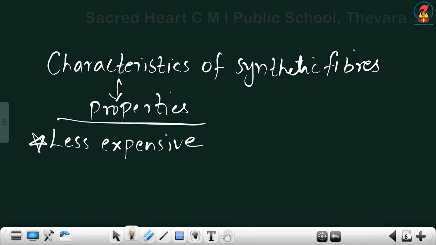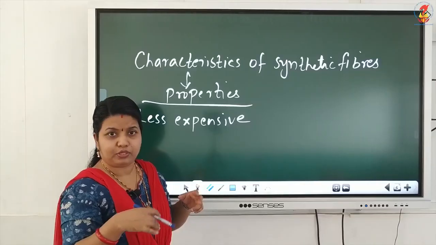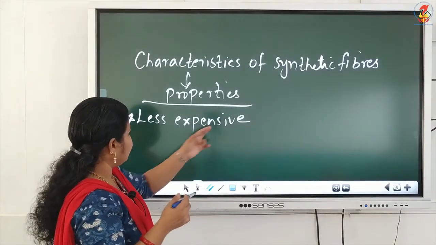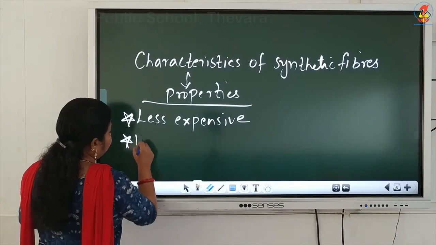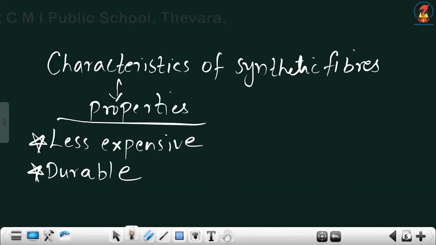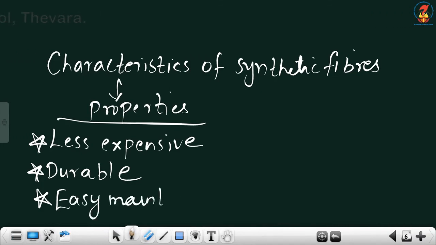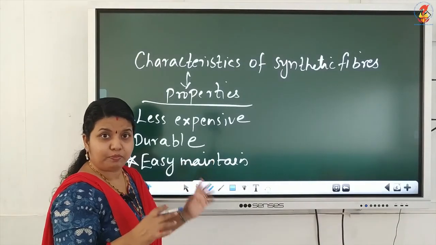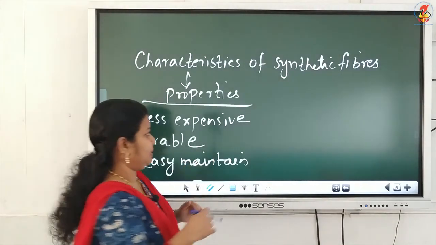It is the same point only. Don't split it into different points. You will not get marks for that. So less expensive, then they are durable, which means they are long lasting. Then easy to maintain. Everything comes under that. Easy to wash and we can use it without ironing. So maintenance is easy. It is moth proof, so maintenance becomes easy.